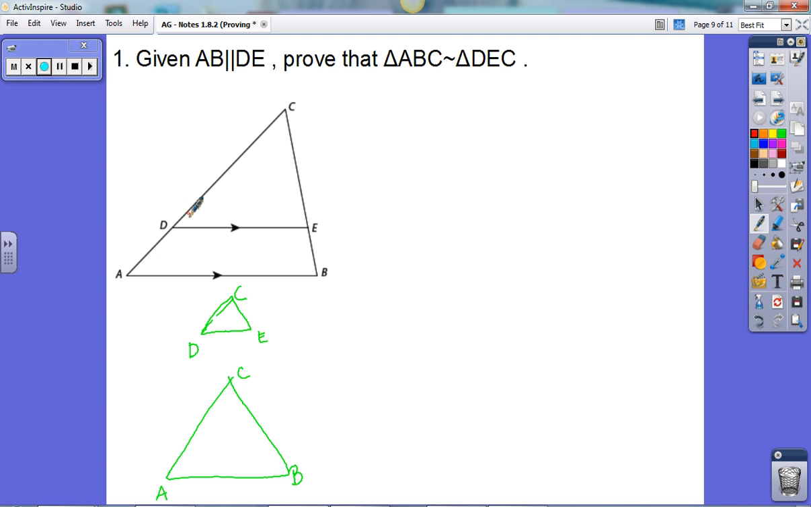If these lines are parallel, then these two angles have to be congruent because those are corresponding angles. So angle D and angle A are congruent. E and B, which I should be saying CED and CBA, but those two angles also have to be congruent because those are corresponding angles. So we have angle similarity, so I can prove that those two triangles are similar. So let's go ahead and do that in our proof.